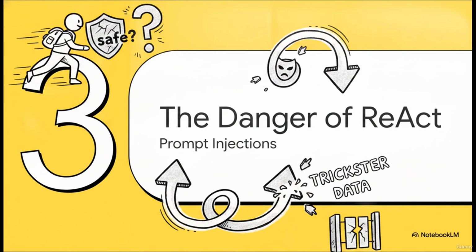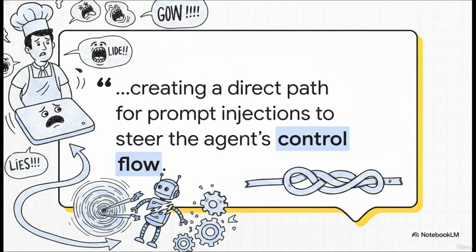Which brings us to Part 3, the danger of React. There is some really fascinating research from a recent archive paper that points out a fatal flaw in how we've been building things. The quote literally reads, "React exposes action selection to untrusted content, creating a direct path for prompt injections to steer the agent's control flow." Okay, let's translate that into human terms. Imagine a chef trying to invent a brand new recipe while actively walking down the aisles of a grocery store. But in this grocery store, all the food on the shelves is literally screaming lies at them. It's chaotic, it's confusing, and it's incredibly dangerous for the final meal.